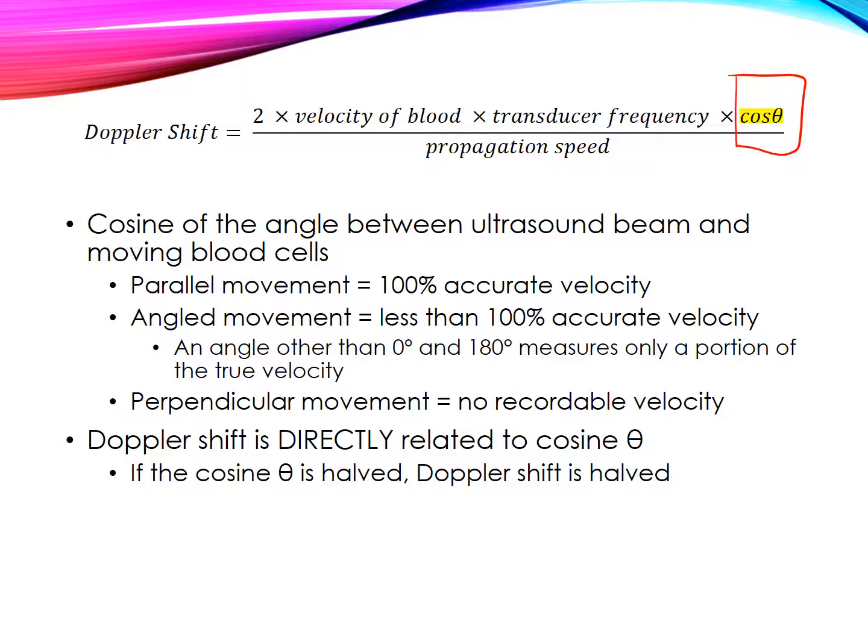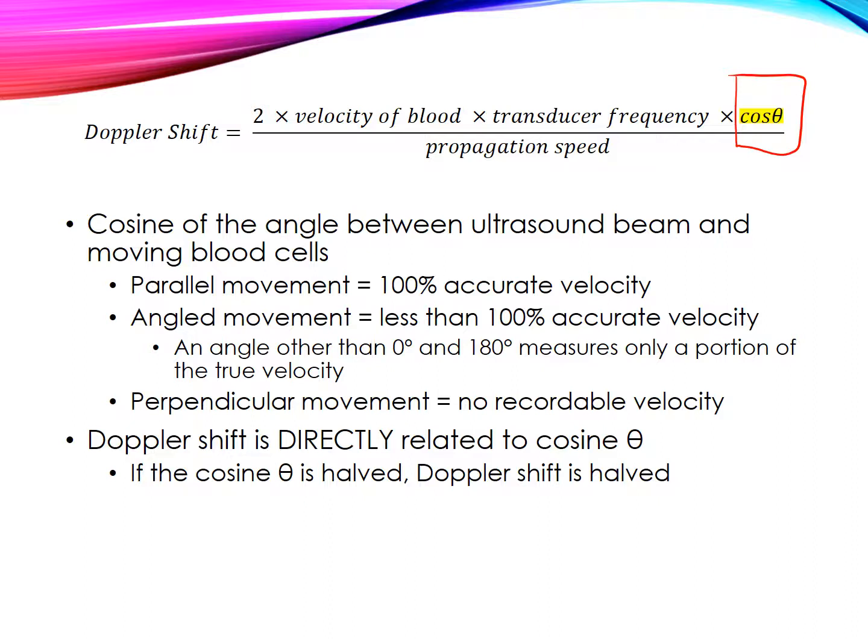The problem is that, the way that the blood vessels travel through the body, we're typically not going to get that parallel movement. So we deal with an angled movement. This is going to be less than 100% accurate velocity, but that's okay. We figure out how to deal with it. The other part of this is that any movement that is perpendicular to the ultrasound beam is not going to show any recordable velocity. So it's important that we keep that cosine of theta, or the angle at which we're measuring that blood velocity, somewhere between 0 and 89, so we're not at that 90, ideally keeping it at 60 degrees at the most.